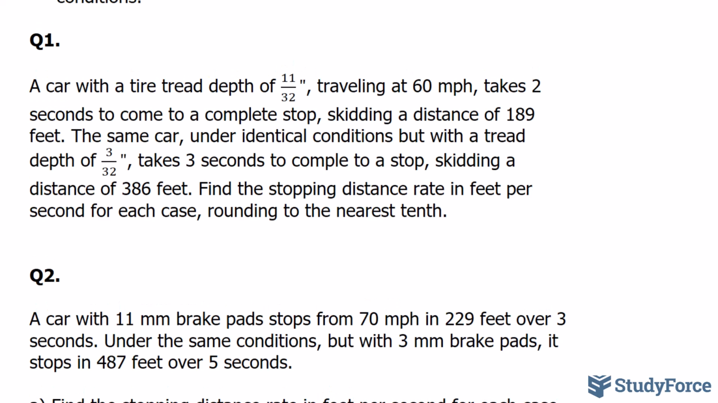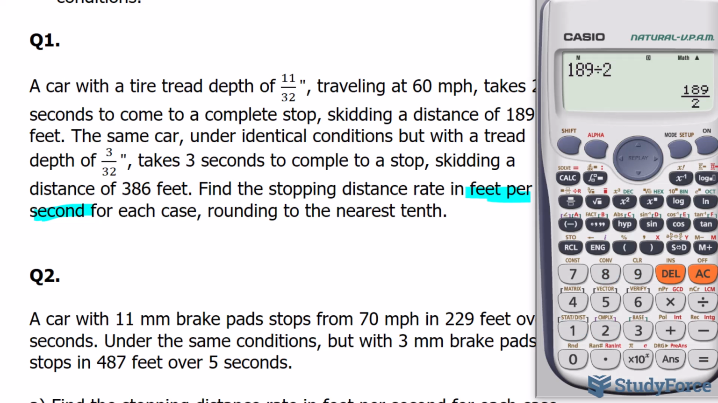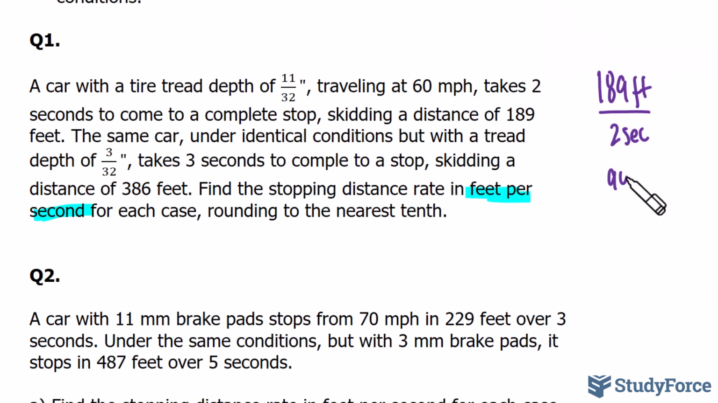Since they want us to find a rate that is in feet per second, we know that that first car traveled a distance of 189 feet within 2 seconds. So all we have to do is divide these two numbers out. 189 divided by 2 gives us a unit rate of 94.5 feet per every second.